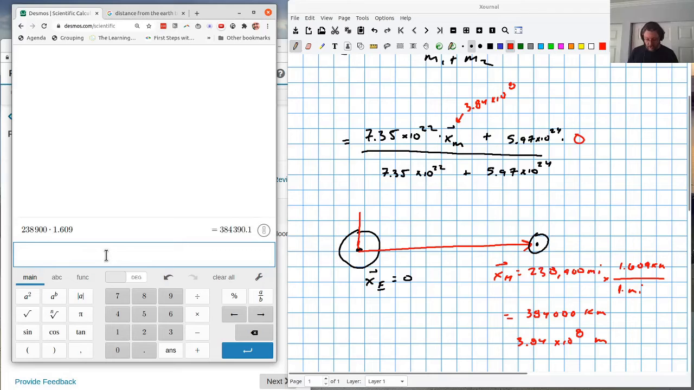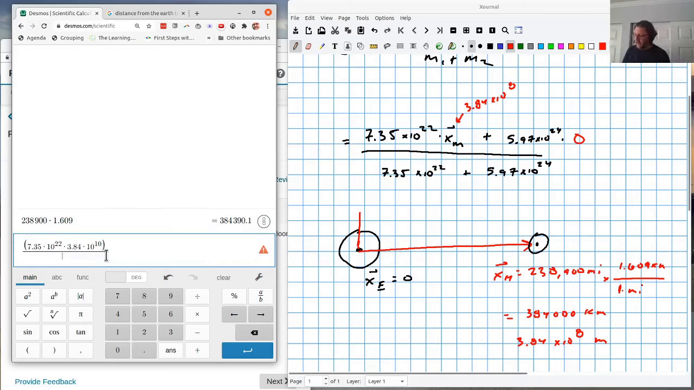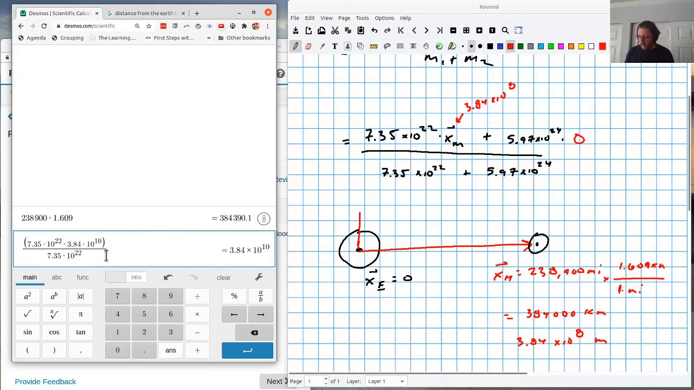So the top of the fraction is 7.35 times 10 to the 22 times 3.84 times 10 to the 10th. So that's the weighted position of the moon relative to the Earth. And then that whole thing gets divided by the sum of those two masses. So 7.35 times 10 to the 22 plus 5.97 times 10 to the 24.